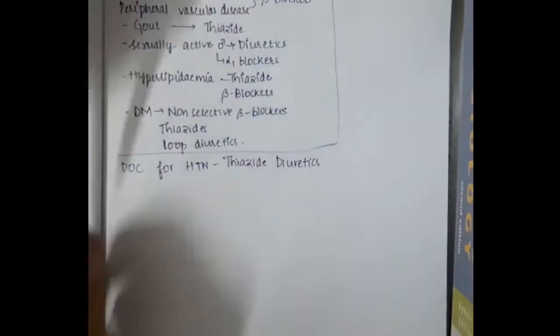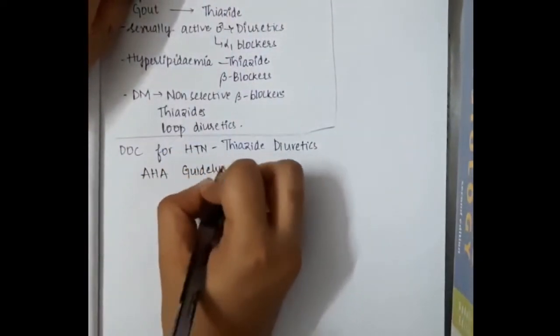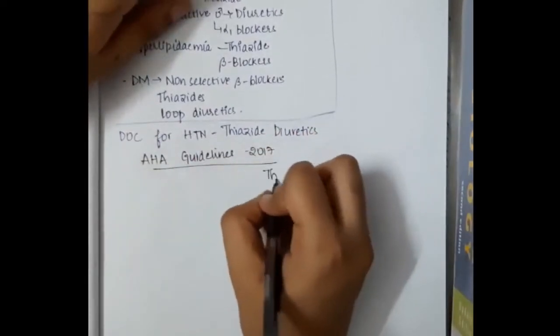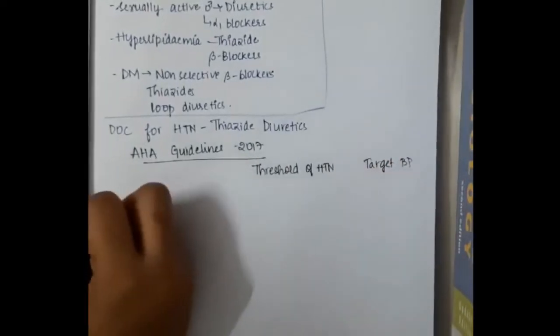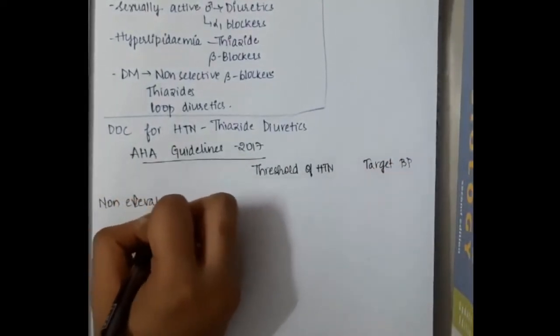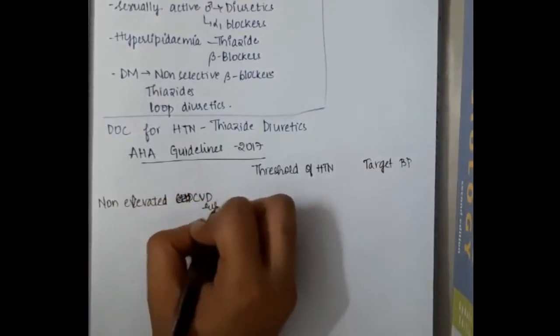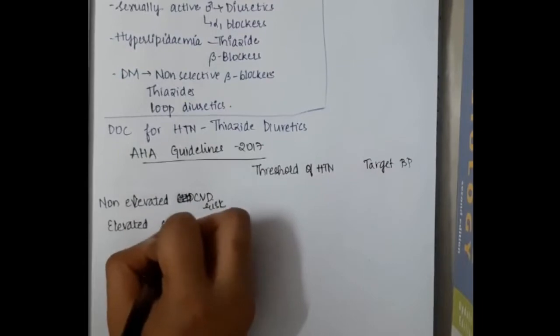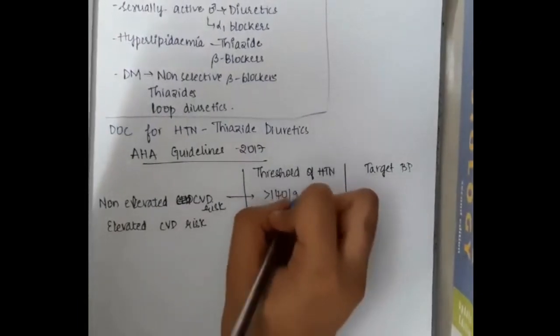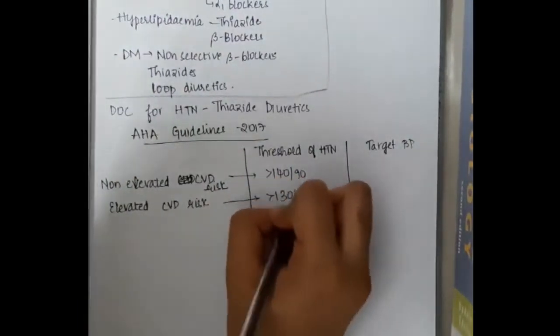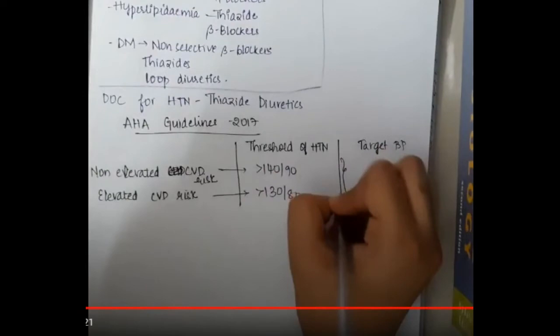Now we have the American Heart Association guidelines for hypertension, 2007. In patients with non-elevated cardiovascular disease risk, the threshold of hypertension is more than 140/90, whereas in patients with elevated cardiovascular risk, we call the patient hypertensive if their BP is more than 130/80.